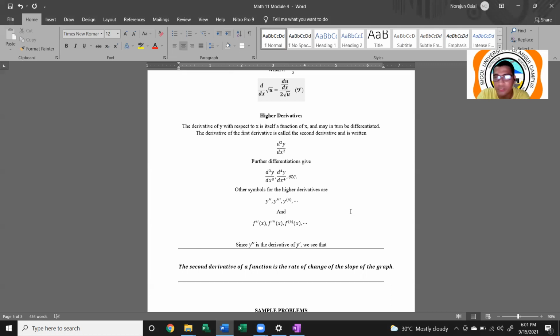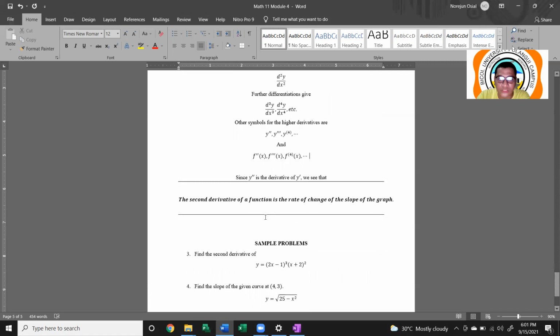Other symbols and notations are shown in your module. So these are the common notations that we use for the derivatives, higher derivatives. Okay. So the second derivative of a function is the rate of change of the slope of the graph. This is a very important property, class.